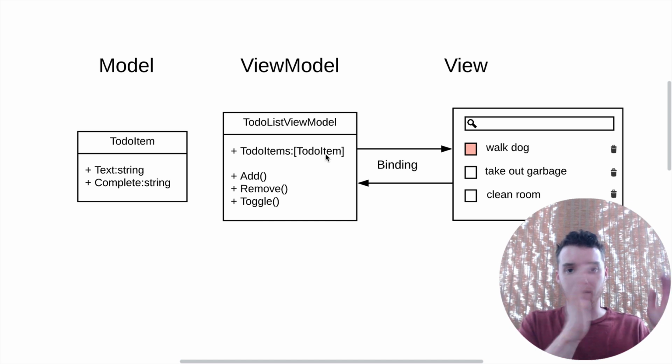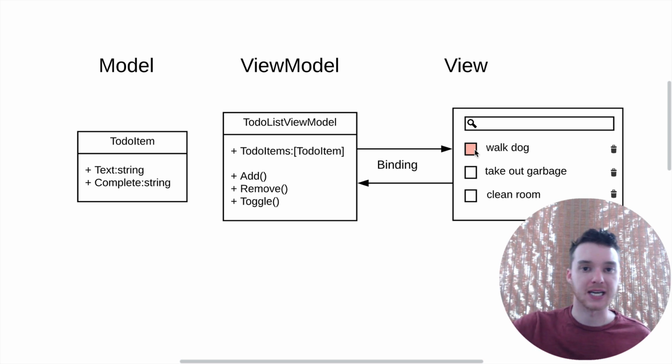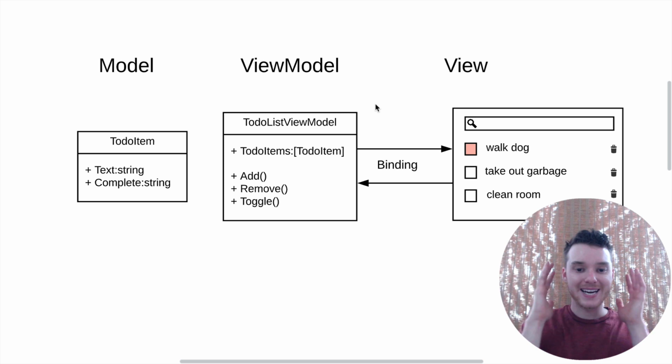And it just has a bunch of these different to-do items in it. And it also has some functionality. So we can add a to-do item, we can remove a to-do item, and we can toggle a to-do item. So toggling would be like, change it from complete to incomplete or vice versa. So the view model is what connects the model over to the view, right?